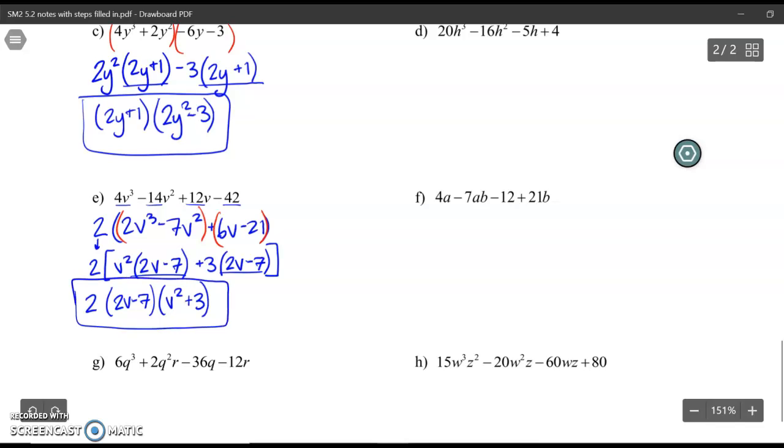And notice that this kind of problem looks very similar to what I was asking you guys to multiply last unit. So last unit I would give you a problem like this and say multiply it out and then give me this long string of polynomials. Now we're just working the opposite direction. We're getting it down to factored form.